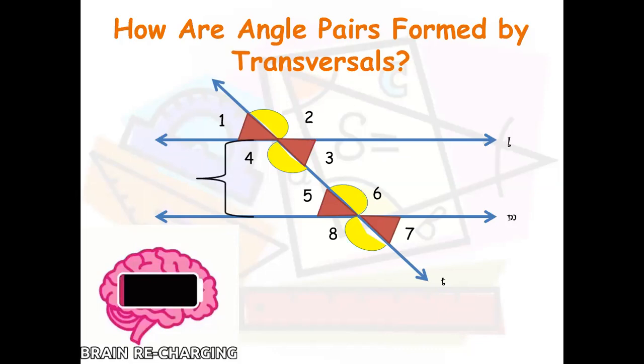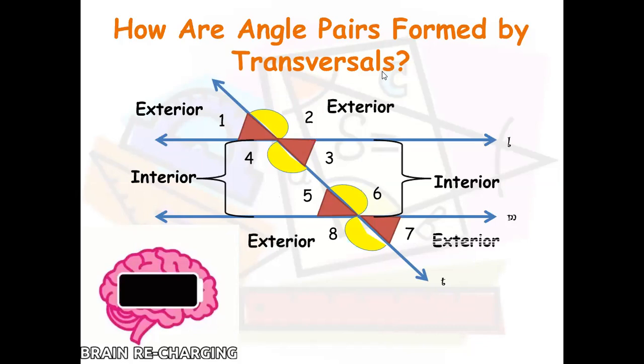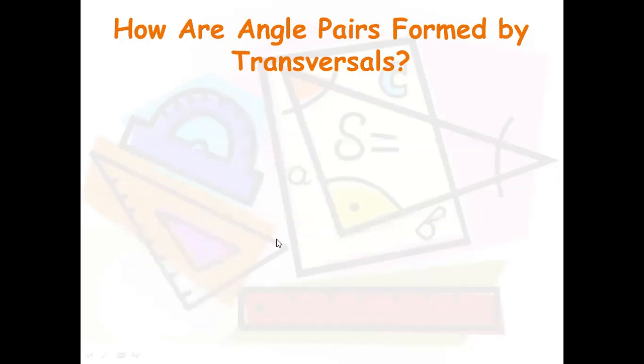Now, as you can see, these angles which are in between the lines are inside. They're between two lines, so which means they're inside. We call them interior angles because they are inside, and these angles which are outside are called exterior angles. So we'll be using these two words to identify these angles. Interior means the angles which are in between the lines, and exterior means the angles which are on the outside. So let's move on.